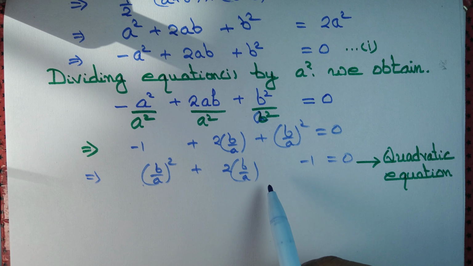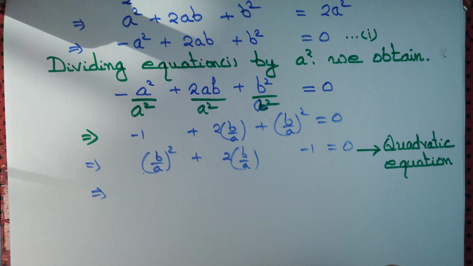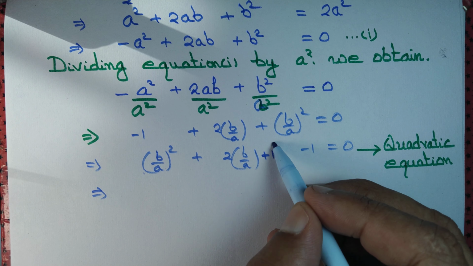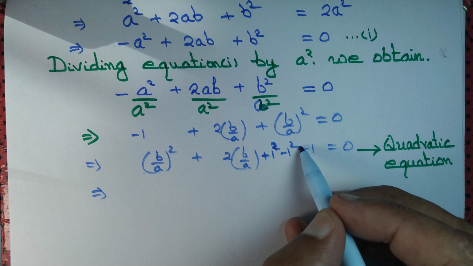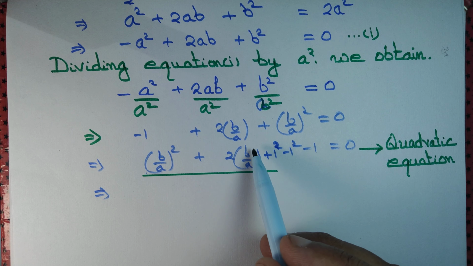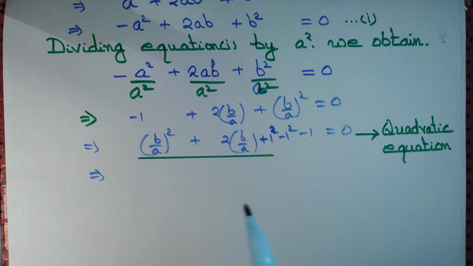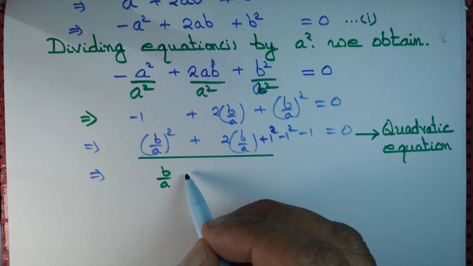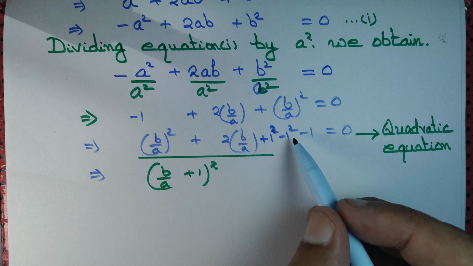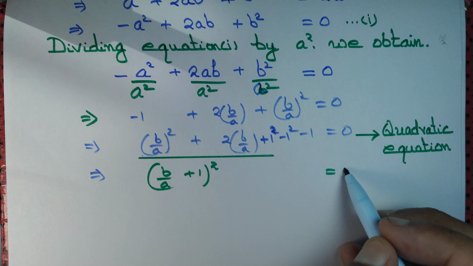You see that this is a quadratic equation. There are many methods of solving it, but an easier one will be just to write this as 1 square plus 1 square minus 1 square. Advantage of doing so is that this expression is simply a perfect square. So we can write this as b by a plus 1 whole thing square, and 1 square is 1 and minus 1 is 2, sorry minus 2. We take it to the right hand side to get 2.